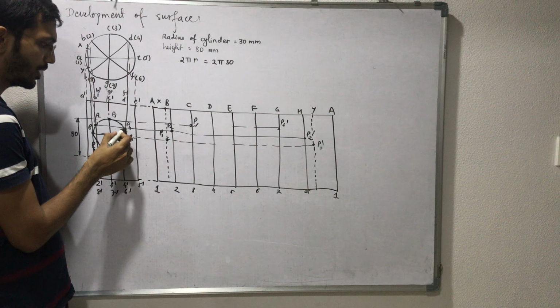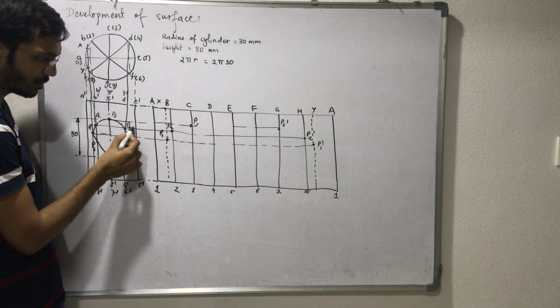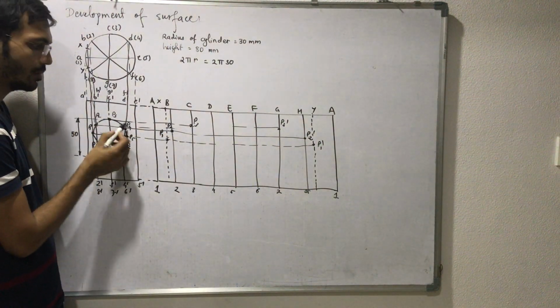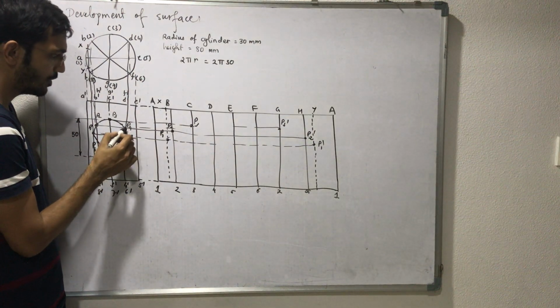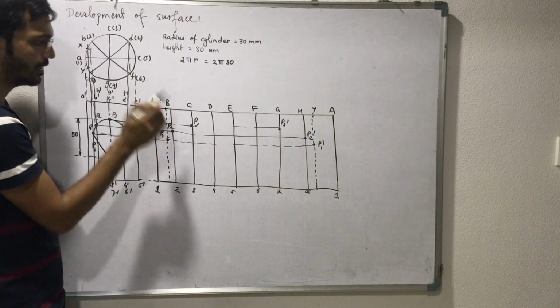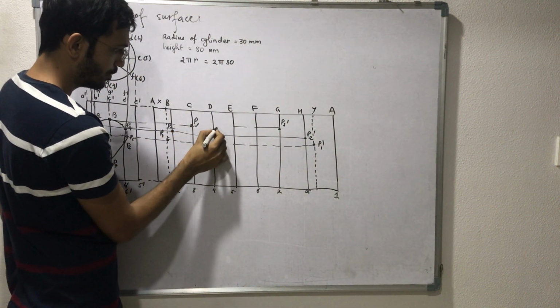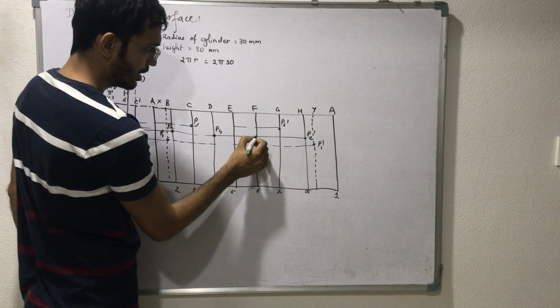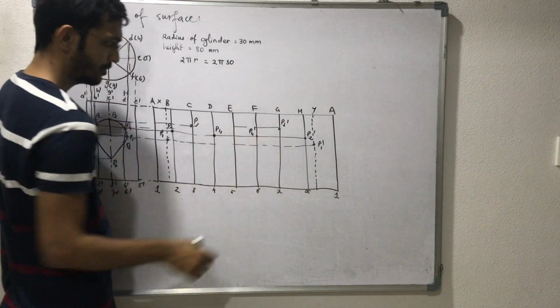Let us talk about P4. Yes, the locus of P4 we have already taken, the extension. P2 and P4 are the same. But where is P4? P4 is on F and D. So here is P4 and on F, P4 dash.